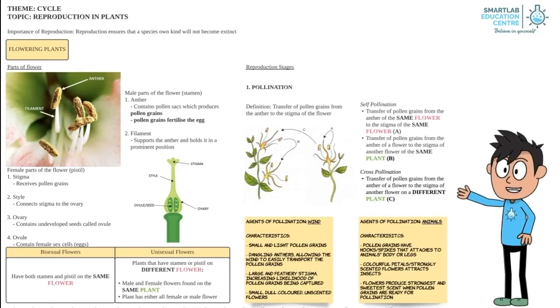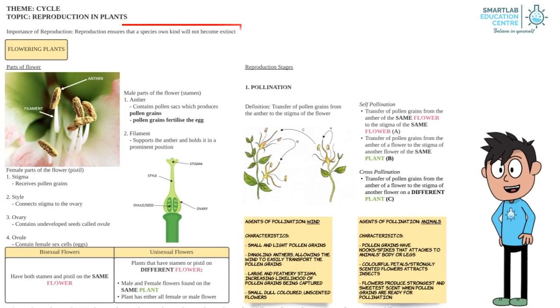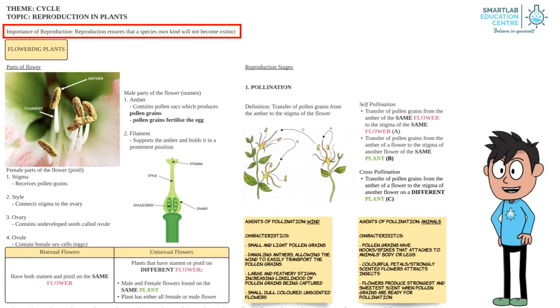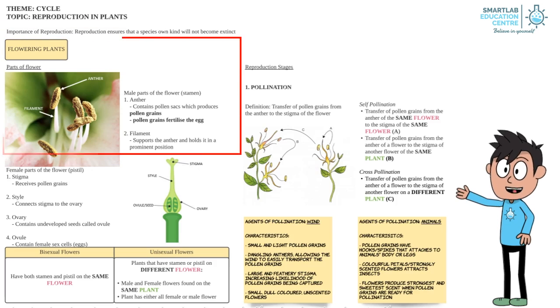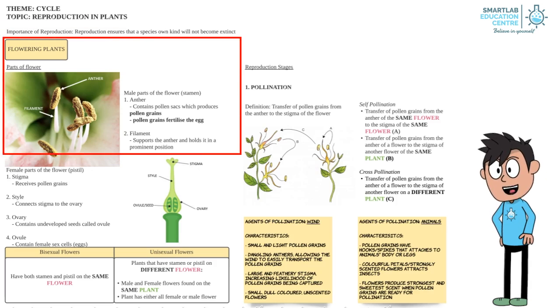Now let us recap what we have learned today. Reproduction is important, as it ensures that species of its own kind will not become extinct. Reproduction in flowering plants. Parts of a flower.